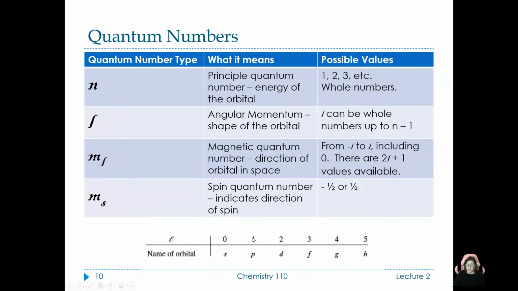If our L value is 1, it's a p orbital. If our L value is 2, it's a d. If its L value is 3, then it's an f. If your L is 4, that's a g. And if your L is 5, that's an h. We very rarely talk about those.